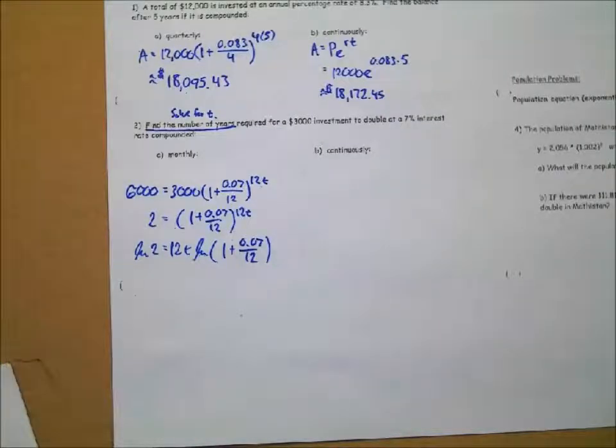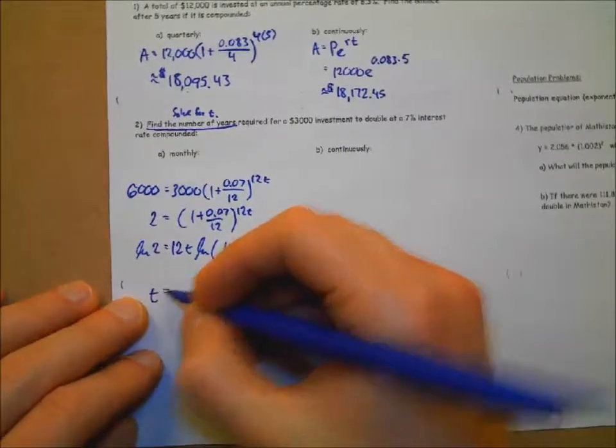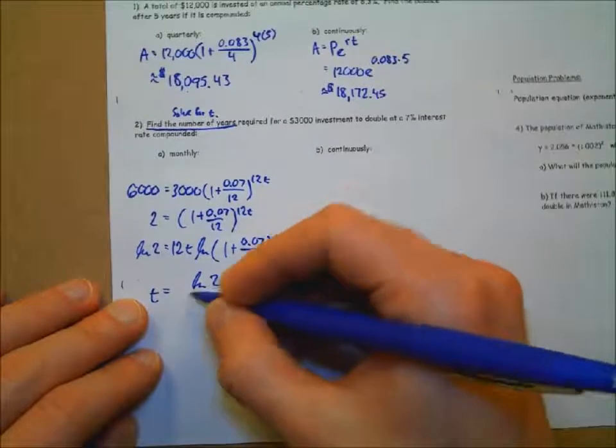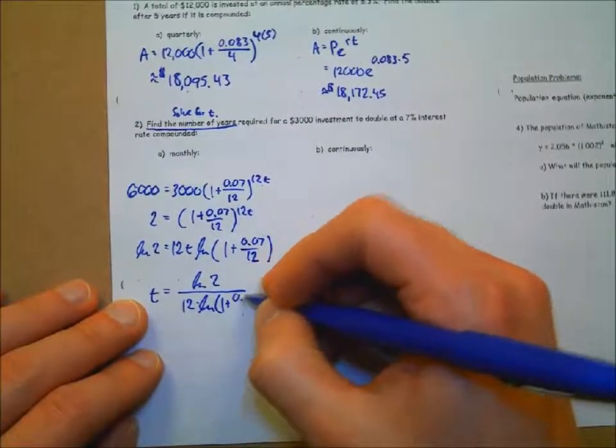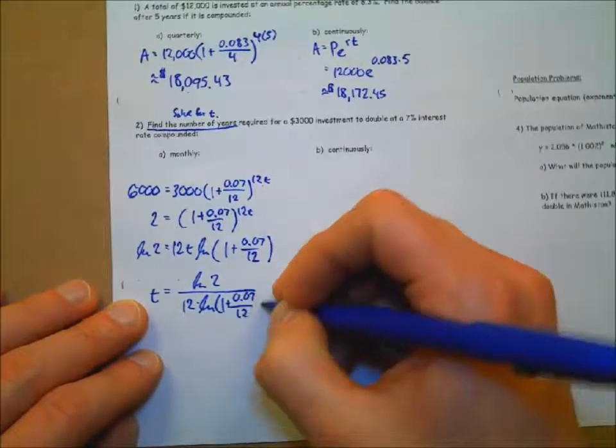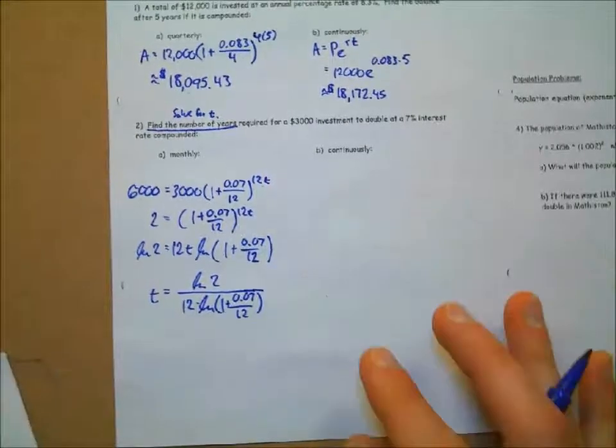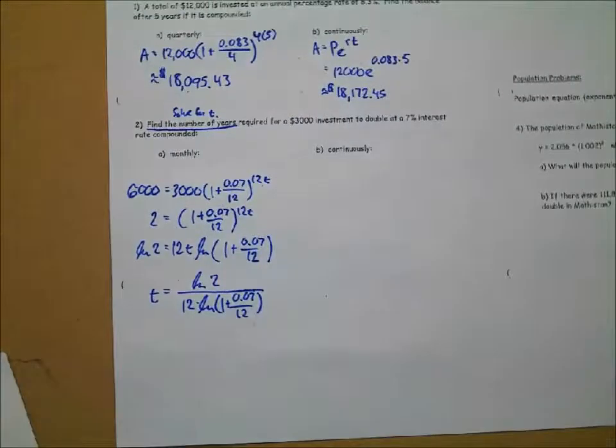Okay? Final step, what do we have to do? Divide both sides by 12 and the natural log of 1 plus 0.07 over 12. So t is exactly, precisely, the natural log of 2 over 12 times the natural log of 1 plus 0.07 over 12. Okay? That is the precise answer, but of course for our purposes that's not very helpful. So we're going to get a decimal here to get the number of years.